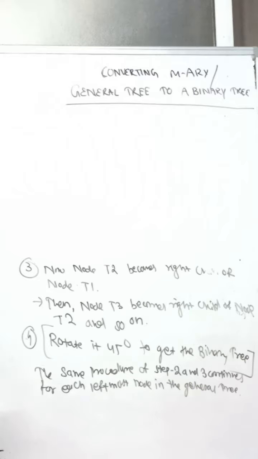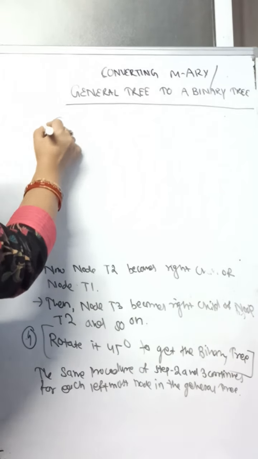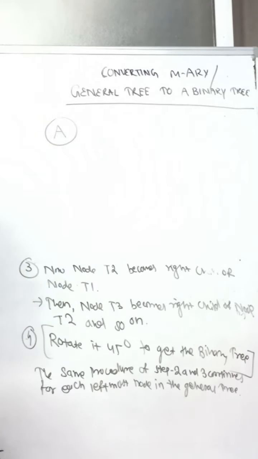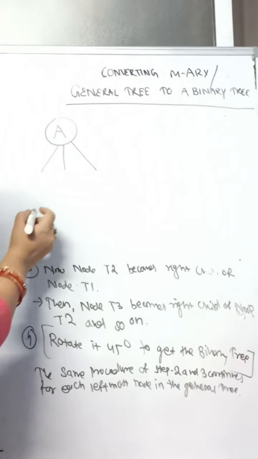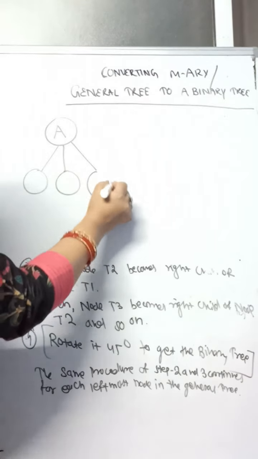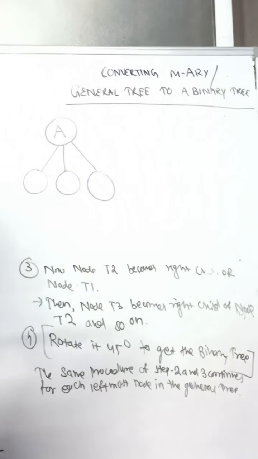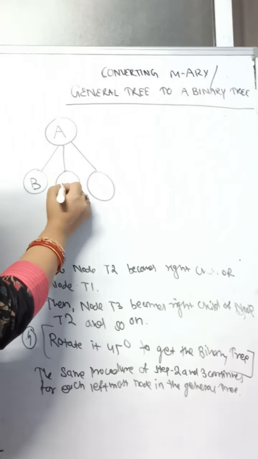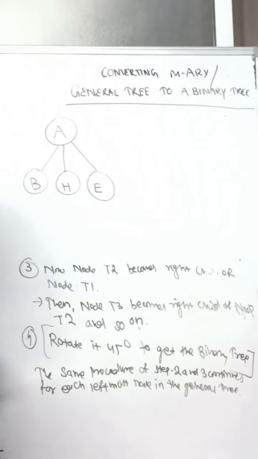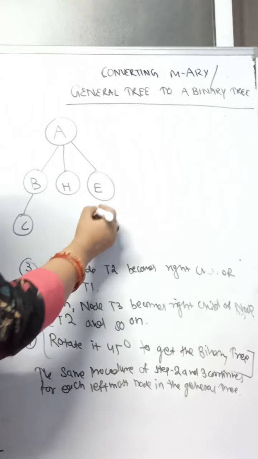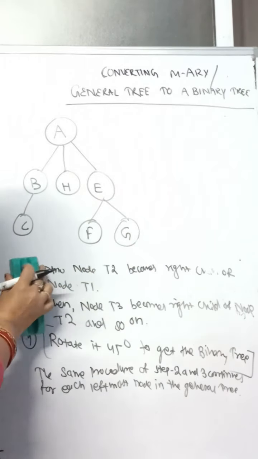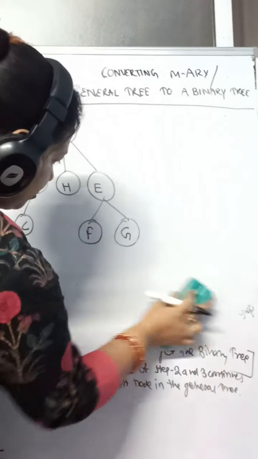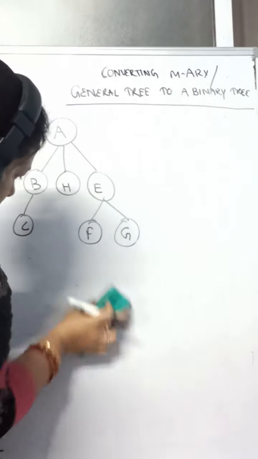So first, suppose this is your root node, and it has 3 children, suppose. Then suppose C, and suppose F and G. So let's do the steps. This is very easy, I am telling you.